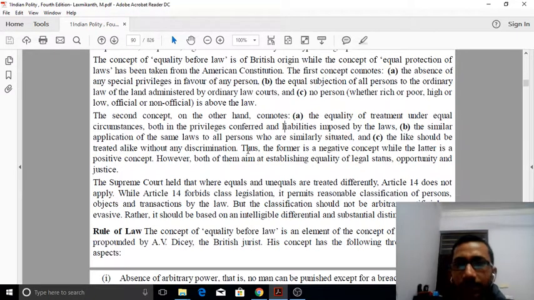Thus, the former is a negative concept while the latter is a positive concept. However, both of them aim at establishing equality of legal status, opportunity, and justice.